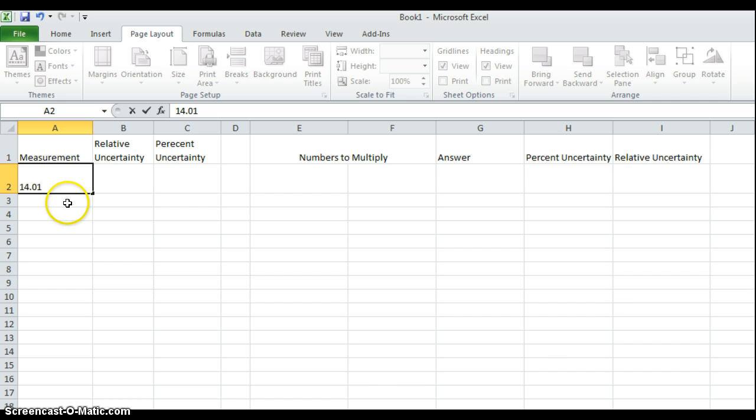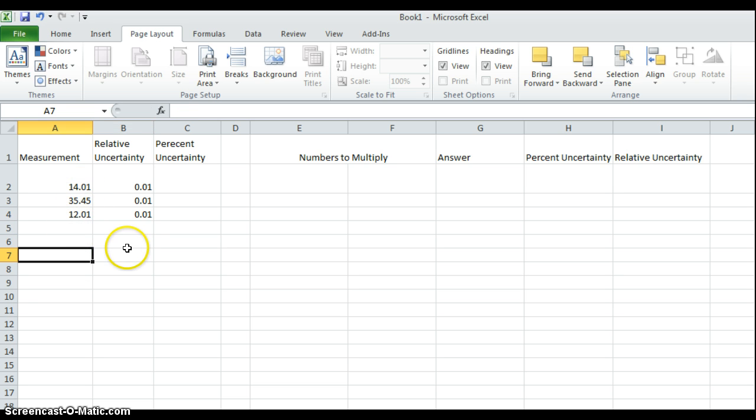14.01 is the mass of nitrogen from the periodic table in grams per mole. 35.45, that's for chlorine. These are just some comfortable numbers to work with. 12.01 for carbon, because we all love carbon. Now, our periodic tables that we're working with in class all have an uncertainty of plus or minus 0.01 grams per mole. So I'll write that for each one, 0.01, 0.01.